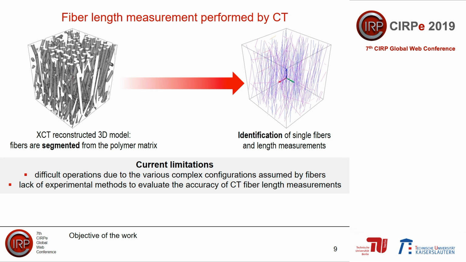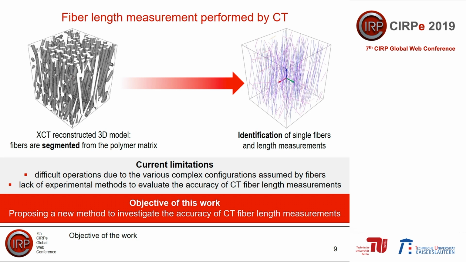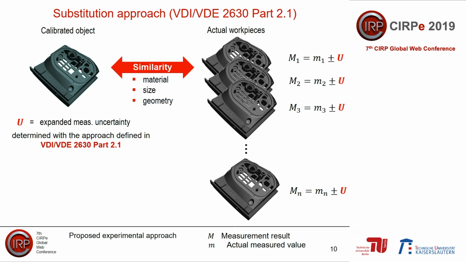However, there is a lack of experimental methods to evaluate the accuracy of such measurements. For this reason, this work is aimed at proposing a new method to investigate the accuracy of CT fiber length measurements. The proposed approach is based on the substitution approach, according to which the information for determining the task-specific measurement uncertainty and correcting possible systematic errors can be derived from the difference between experimental measurement results and calibrated values.